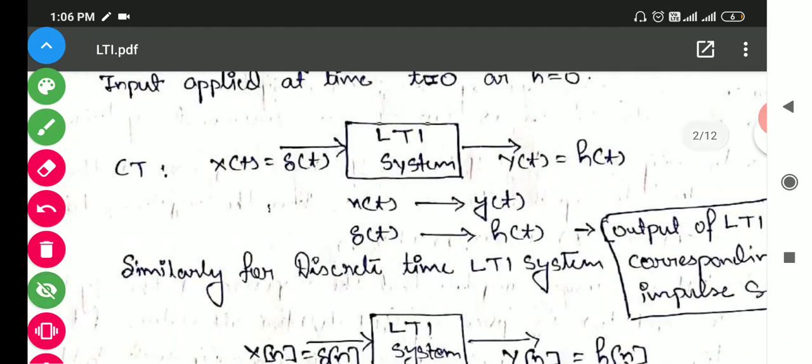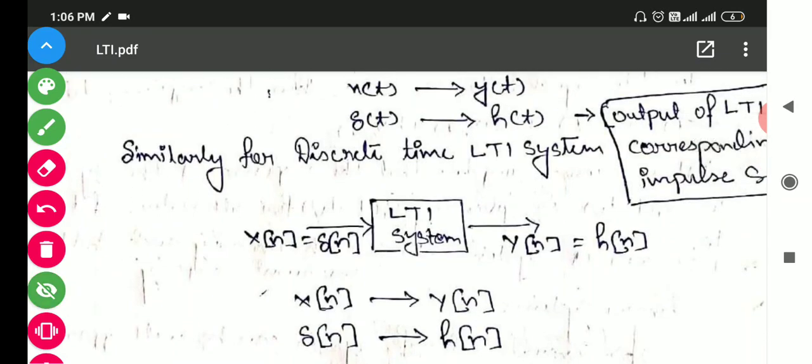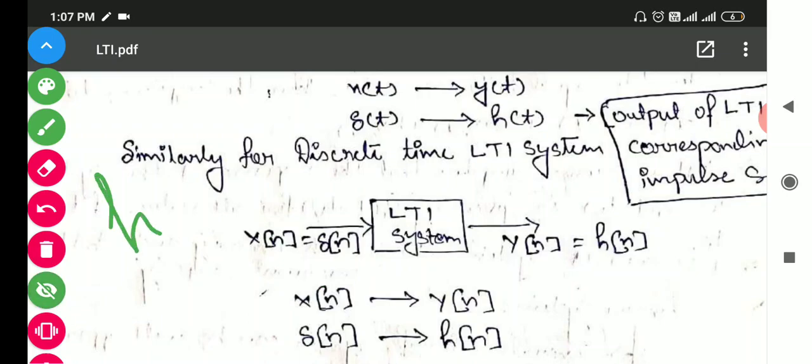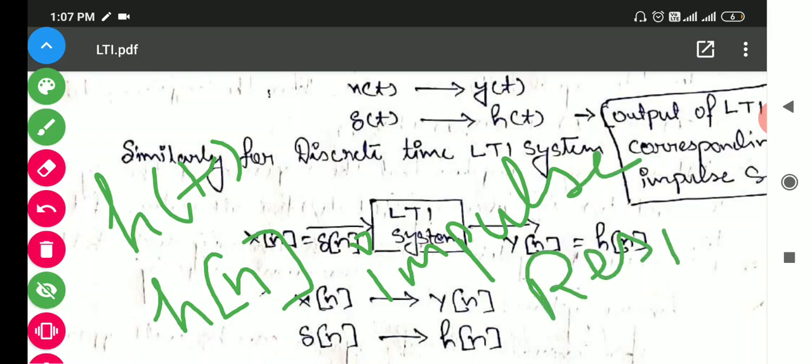It is for continuous time and similar for discrete time. Here, the input applied to the system is delta(n) and the output of the system is h(n). Therefore, both h(t) and h(n) are known as impulse response, meaning the output of the LTI system corresponding to an impulse.